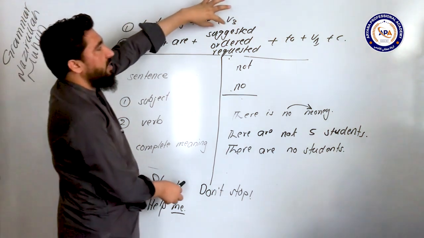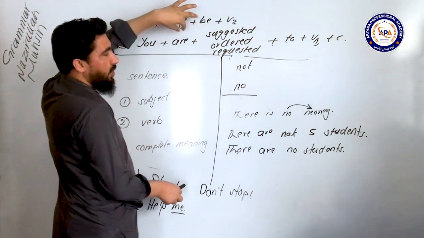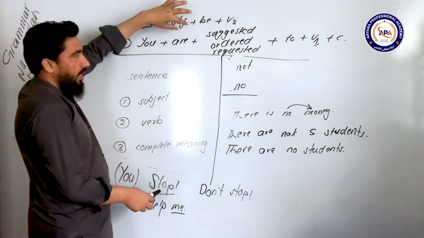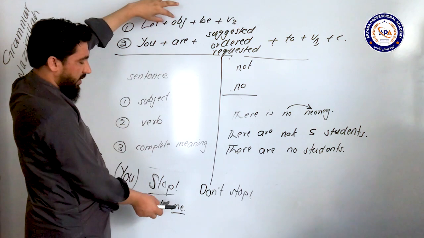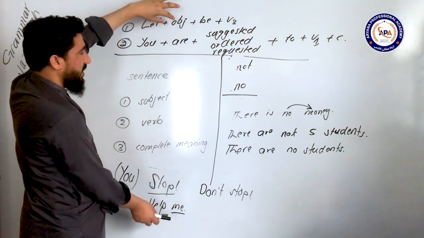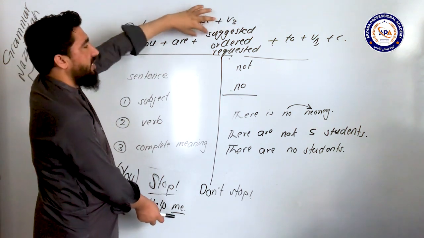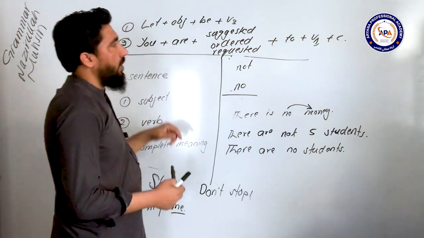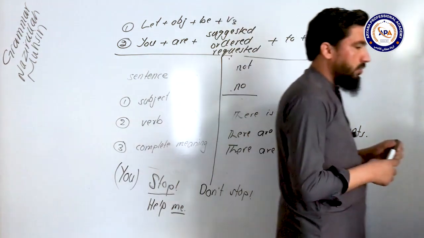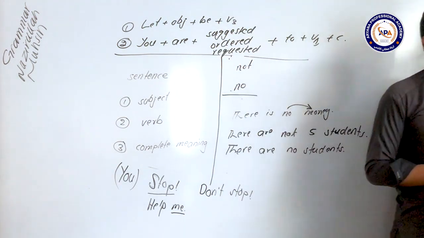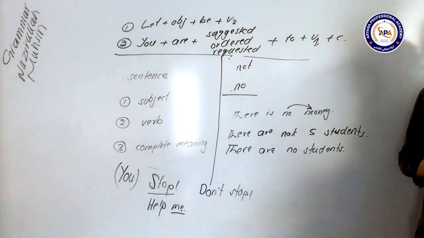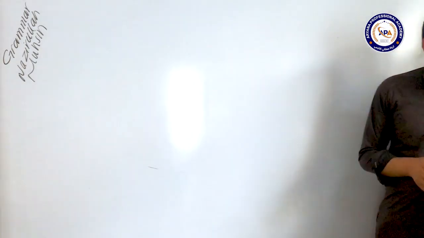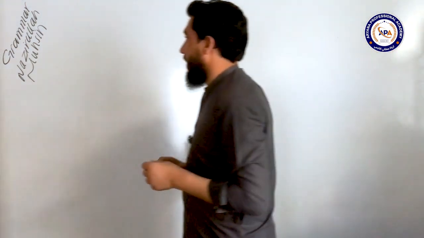Stop. You are suggested to stop. You are requested to stop. You are ordered to stop. And you can also change it, this sentence, like you are requested or you are suggested to help me. So imperative sentences are changed into passive in these two structures. Any other questions? Okay, we're done with the types and cases of noun.